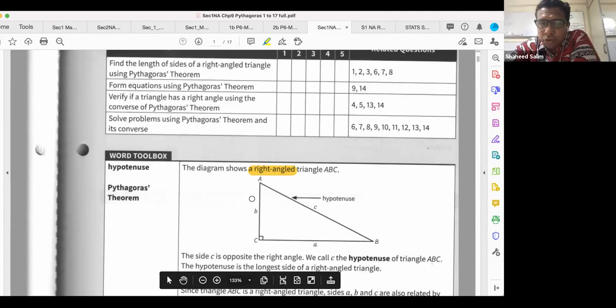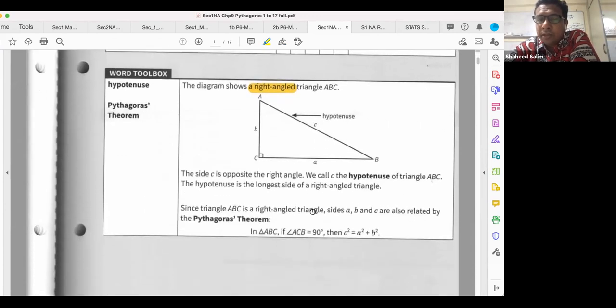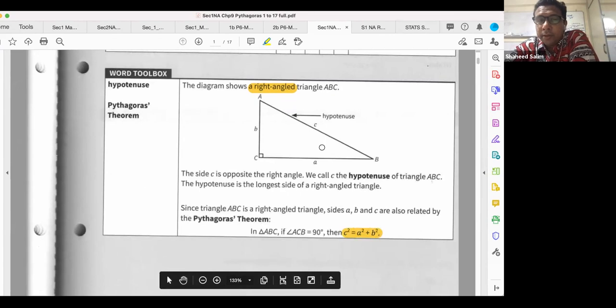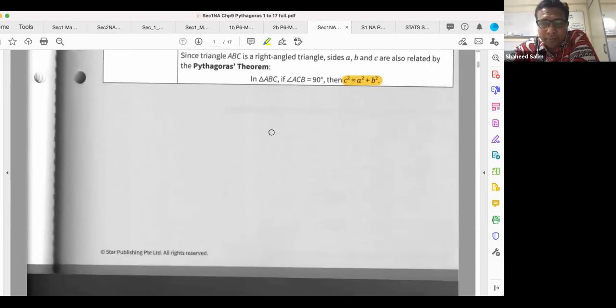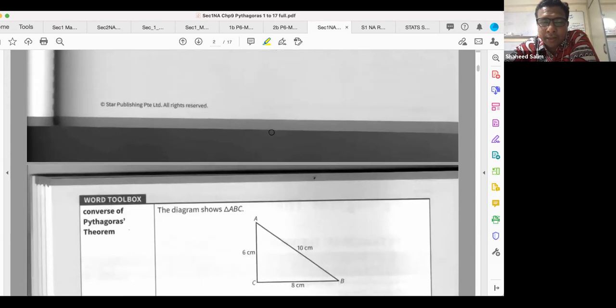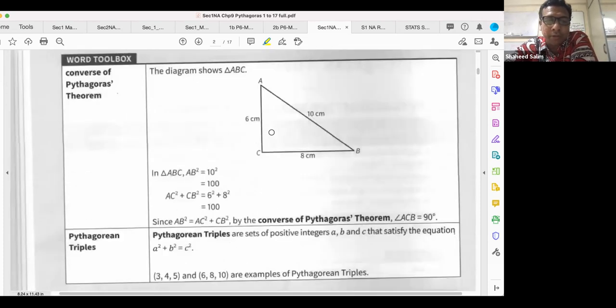They found out that if you square this and you square this, that means A squared plus B squared equals C squared. That's what it means. Very simple. So this is the formula here: C squared equals A squared plus B squared. We're going to do the whole of the rest of this lesson on this again, so that you are able to master this.